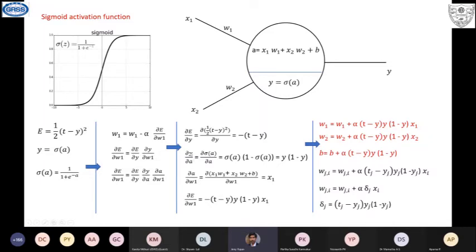So dou y by dou a was 1 in the previous neuron because we used an identity function. So here this will be y into 1 minus y. This is nothing but the derivative of sigmoid. When you substitute all these values, you will get a weight updation formula. So this is the weight updation formula for a sigmoid neuron. We have one additional term here, y into 1 minus y.